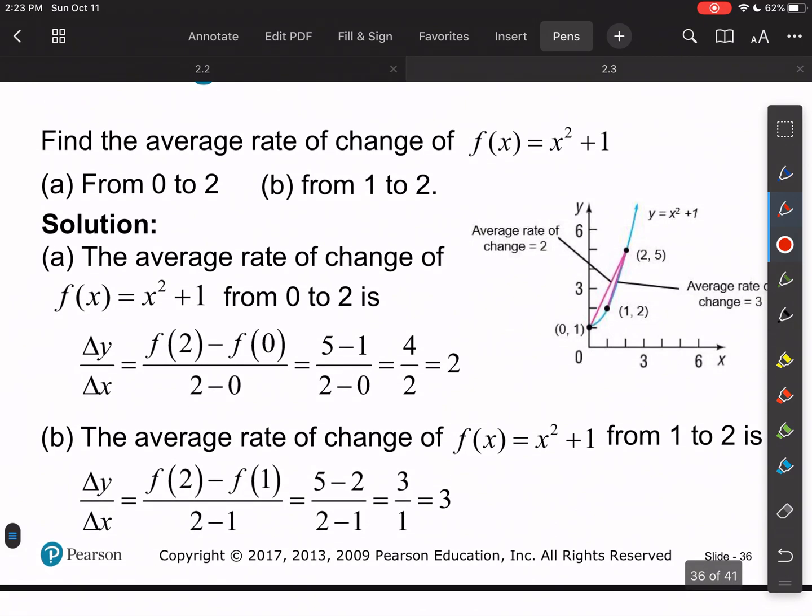So here it says find the average rate of change for this function, x squared plus 1, from 0 to 2 and from 1 to 2. Okay, so what they want us to do is plug in 2 for x and then plug in 0 for x and then subtract them to find the change in the y value. So if I plug a 0 in, it's going to give me a y value out, right? So let's just do both of them. Let's plug a 0 in, 0 squared plus 1, and then we're going to plug a 2 in, 2 squared plus 1. Okay, if you do this one, you get 1. If you do this one, you get 5, right?